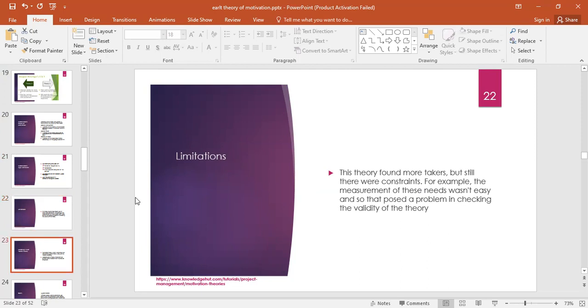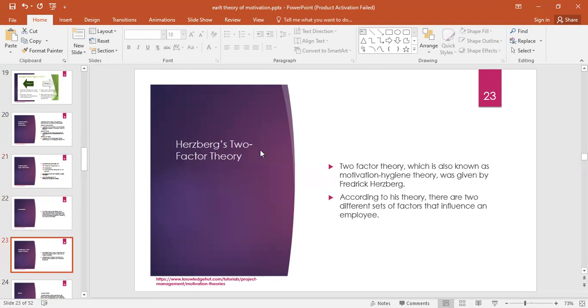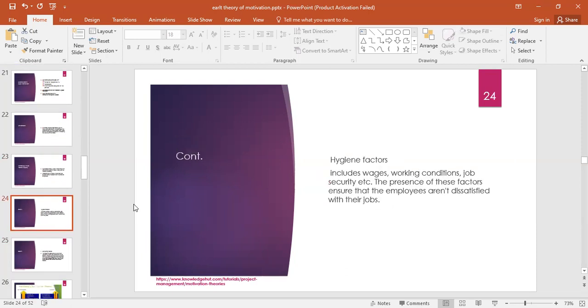Now comes Herzberg's theory, which is also known as two-factor theory, and the two factors are hygiene factor and motivation factor. The two-factor theory, also known as motivation-hygiene theory, was given by Frederick Herzberg. According to this theory, there are two different sets of factors that influence the employee. The first one is hygiene factors, which include wages, working conditions, and job security. The presence of these factors ensures that the employees are not dissatisfied with their job.